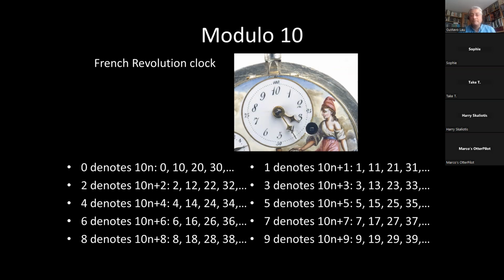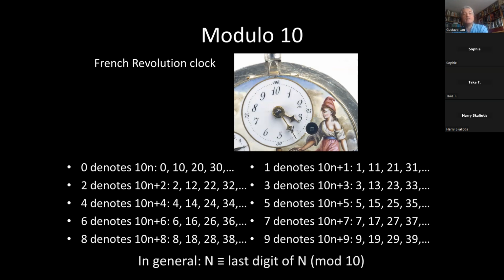But modulo 10, 0 denotes multiples of 10, 1 denotes multiples of 10 plus 1, and so on. Do you see the pattern, the relationship between the digits that we use, the remainders, and the numbers they represent? 8 denotes 8, 18, 28, 38. They all end in 8. So it's the last digit, no? Yeah. So n is the same as the last digit of n modulo 10.